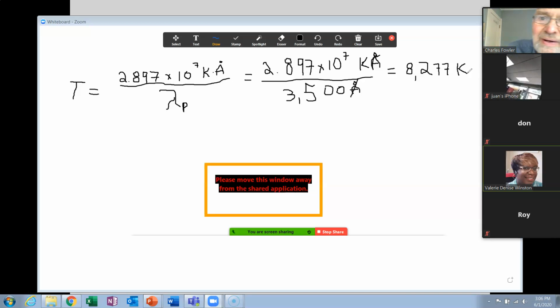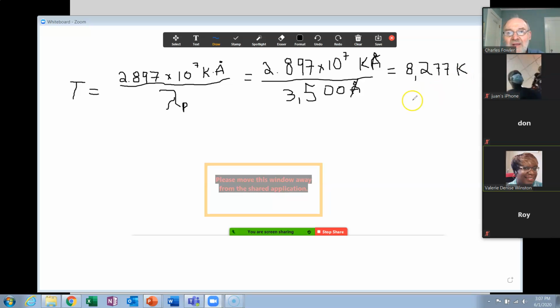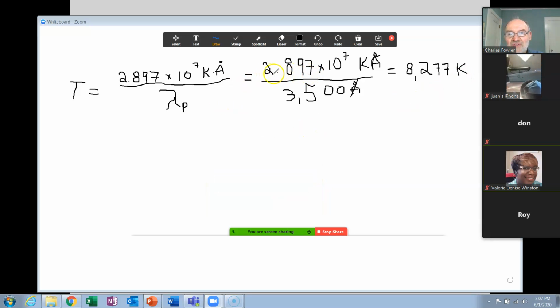So I'll say what I'm going to say here. Notice the digit after the 7 is a 1. Since it's less than 5, we just drop it. So that's why I stopped at 8,277. Okay? However, notice here, we have 4 significant digits there.